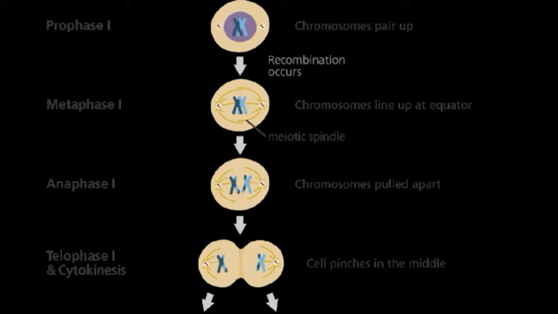During telophase 1, the chromosomes are enclosed in nuclei. The cell now undergoes a process called cytokinesis, which divides the cytoplasm of the original cell into two daughter cells. Each daughter cell is haploid and has only one set of chromosomes, or half of the total number of chromosomes of the original cell.